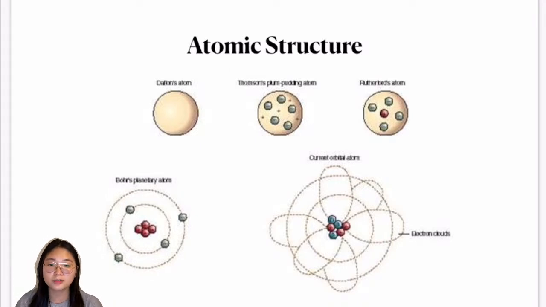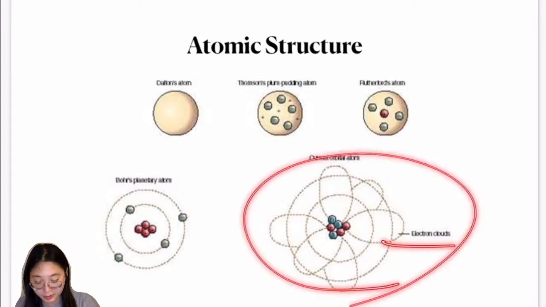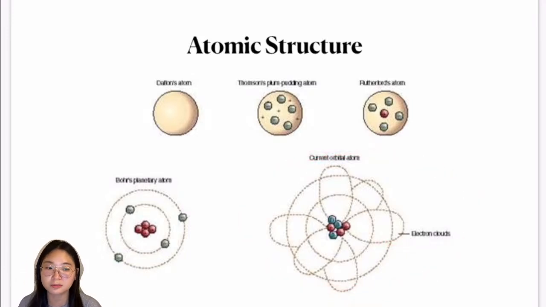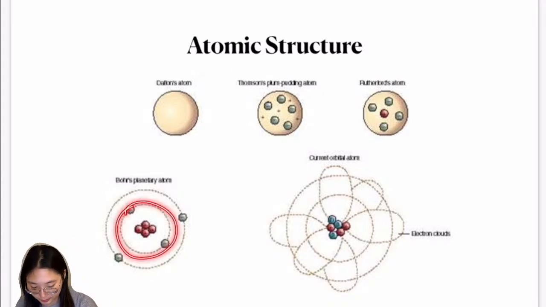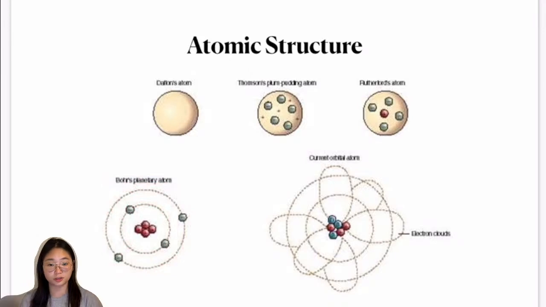The Bohr model is the one that's closest to the modern atomic structure. But these days, we came up with a more advanced atomic structure, which is called the electron cloud. So this is what we believe today. In the Bohr model, electrons move around the nucleus in a circular motion. But instead, these days we believe that they move around the nucleus, not in a circle.